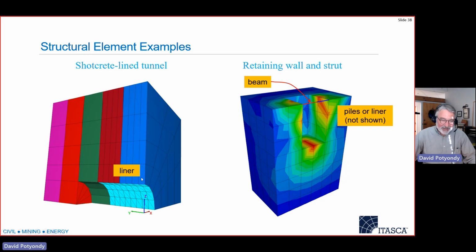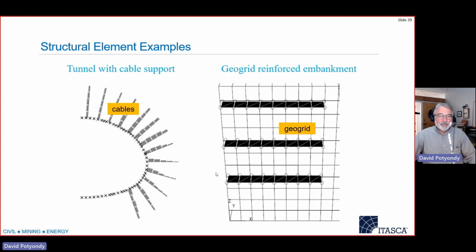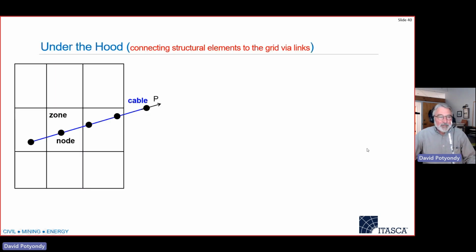Here's the liner, a bunch of those shells wrapped onto the surface of that model. Here's a bunch of cables supporting a tunnel. Here's a bunch of geogrids. There's a lot of soil off to the right, but this is a free face. And so we just put in some geogrids and then we run this thing and you can see how the geogrids get mobilized and they help sustain the reinforced embankment.